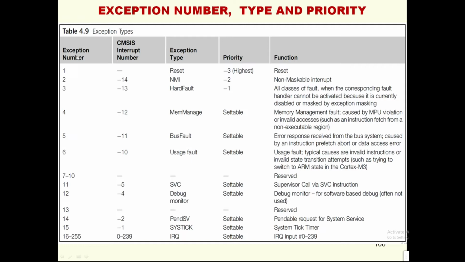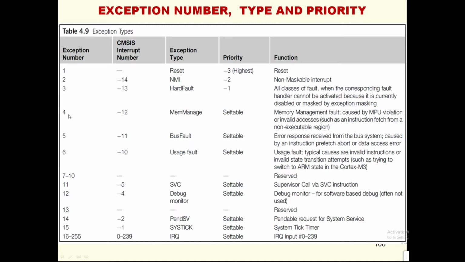255. So there are 255 exceptions with the numbers 1 to 255 as we see here, out of which exception number 1 is the highest priority, which is reset, and its priority is given as -3. Exception 2 is the non-maskable interrupt, and its priority level is -2, and exception 3 is the hard fault exception, and its priority is -1. So reset, non-maskable interrupt, and hard fault are the 3 exceptions which have the fixed priority levels of -3, -2 and -1 as we see in this table.